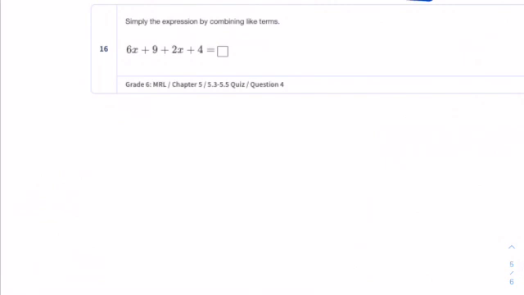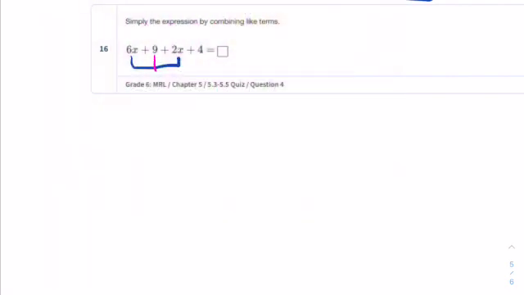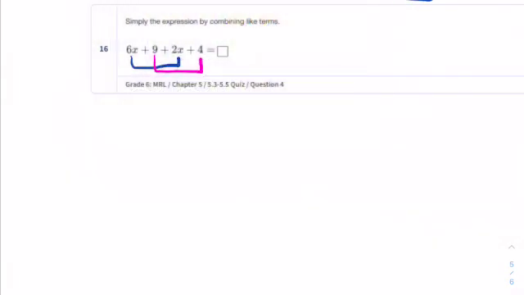Simplify the expression by combining like terms. Okay, so on this one, I have a couple of sets of like terms. So I have the 6x and the 2x that go together, and then I'll use a different color for this one. So I have the 9 and the 4 that also go together. So again, PEMDAS would tell me that I need to do the 6x and the 2x first. Well, PEMDAS would actually say that because 6x means 6 times x, I need to do this first. Can't do that because I don't know what that variable is.